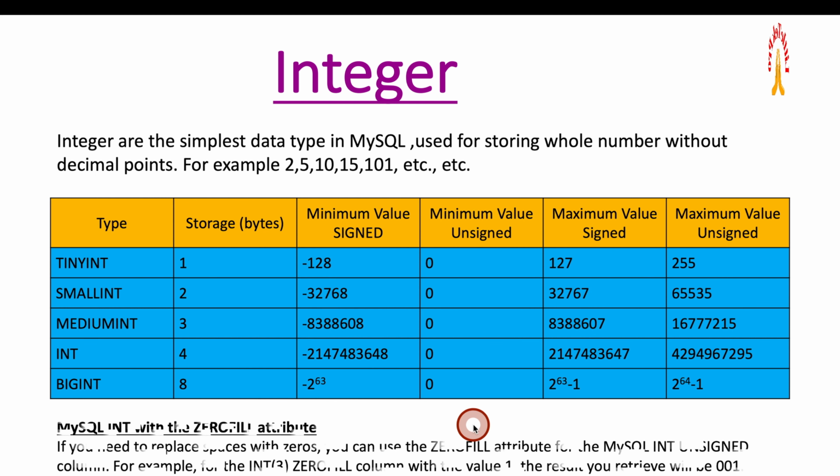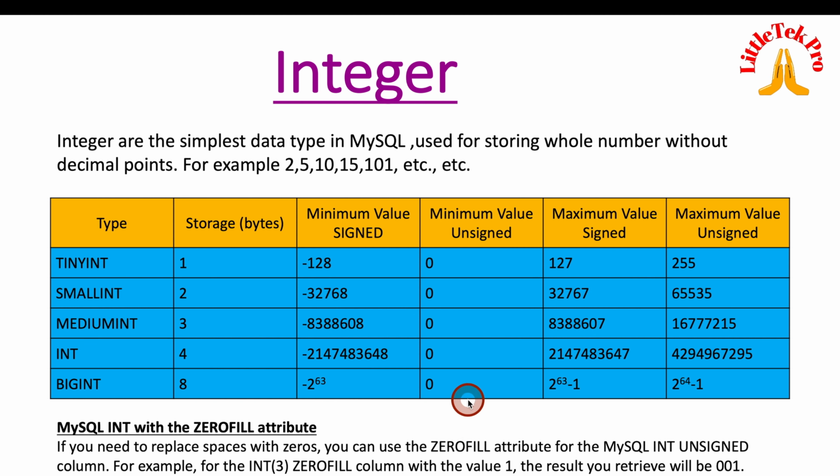Now, MySQL int with the ZEROFILL attribute. If you need to replace spaces with 0, you can use the ZEROFILL attribute for a MySQL int unsigned column. For example, for int 3 with ZEROFILL, if the value is 1, the result retrieved will be 001. If it's int 4 and the value is 1, it will be 0001. So let's see in practice how this ZEROFILL works.